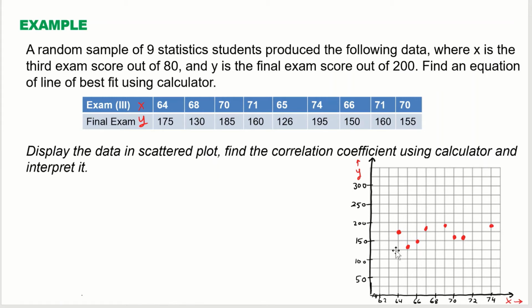So when you go from left to right, maybe there is a little bit of increase, but we don't know. We are going to check that. So display the data in a scatter plot, we did that. Then we have to find the correlation coefficient using a calculator and interpret it. So now what we are going to do is input this data in the calculator and find the correlation coefficient.